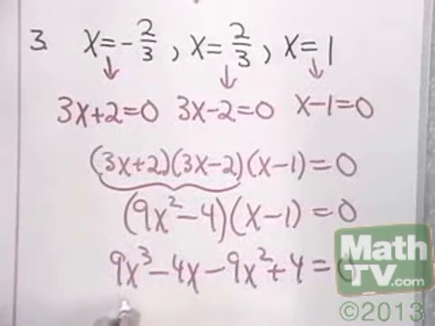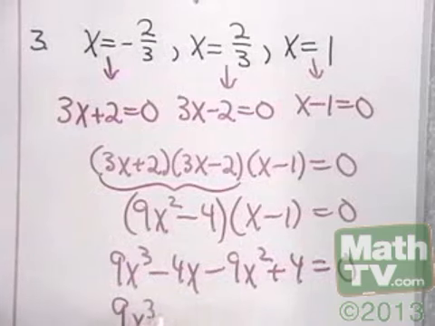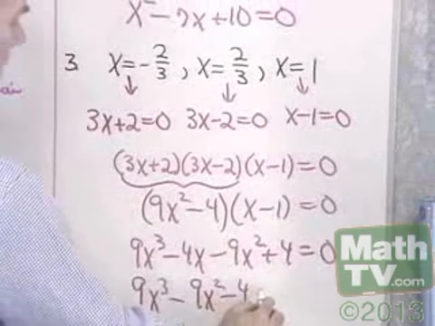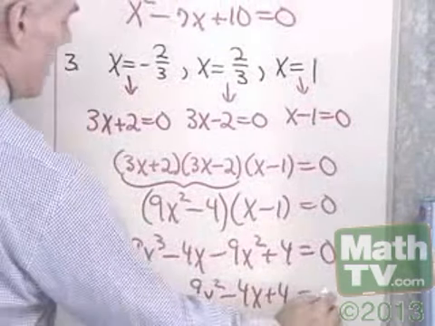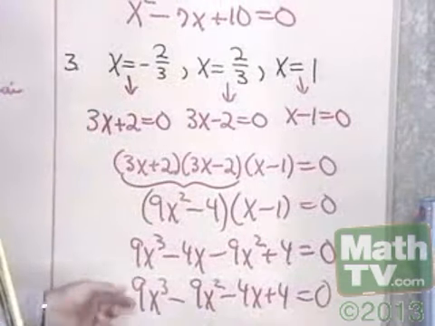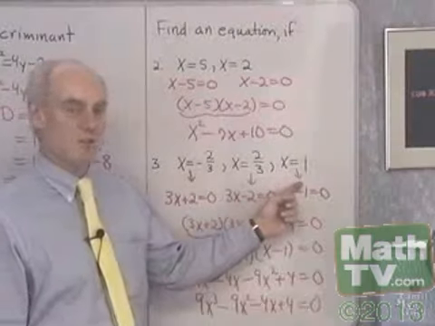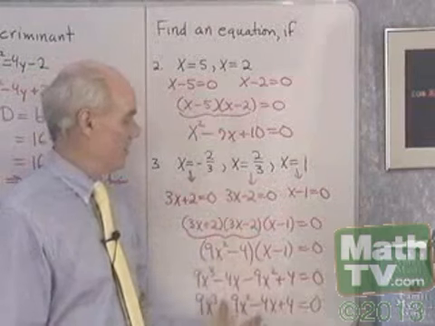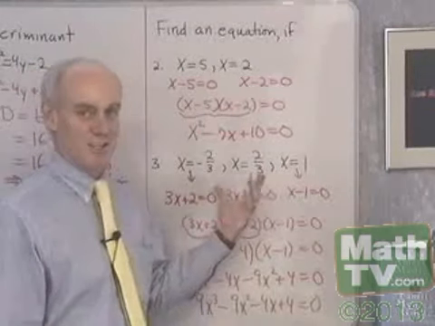And let's see, in standard form, decreasing powers of the variable, 9x cubed minus 9x squared minus 4x plus 4 equals 0. So there's an equation that has these three numbers right here as solutions. So you can see we build equations from solutions in roughly the reverse order that we solved equations to get those solutions.